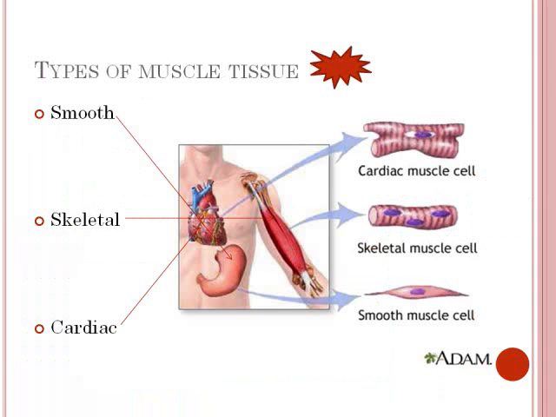There are 3 types of muscle tissue: smooth, skeletal, and cardiac. Cardiac muscle is only found in the heart. Smooth or visceral muscle is located in the walls of hollow organs, including the stomach, intestines, and bladder. Skeletal muscle is always attached to bone. Examples of skeletal muscles include the deltoid, biceps, and the rectus abdominis.